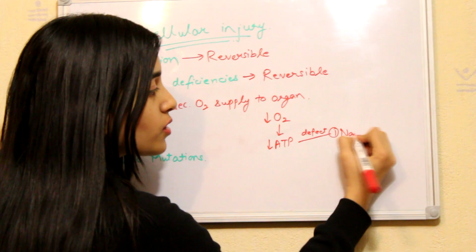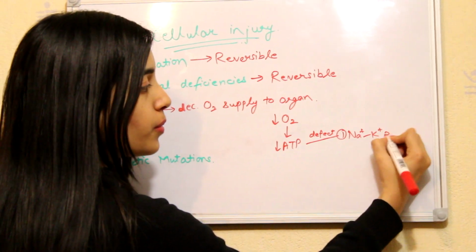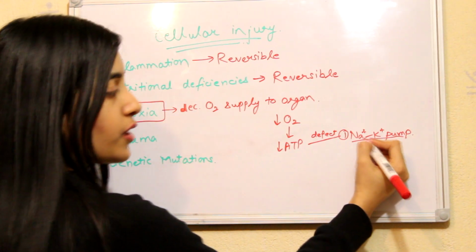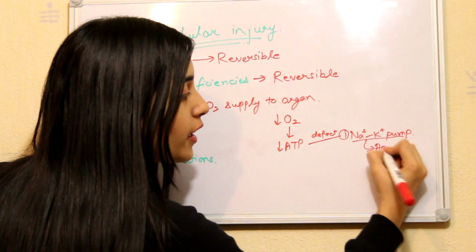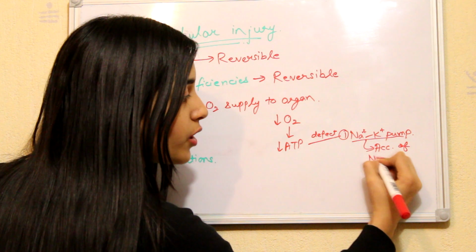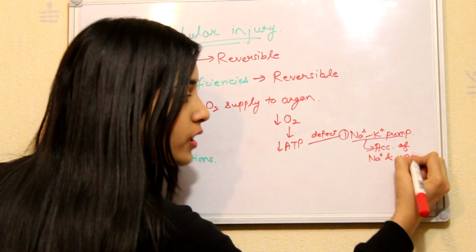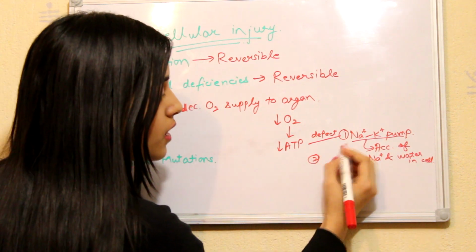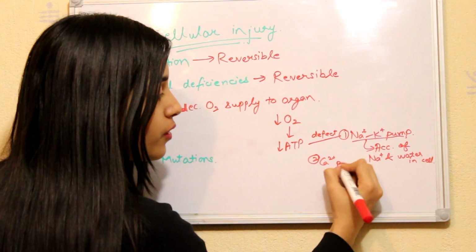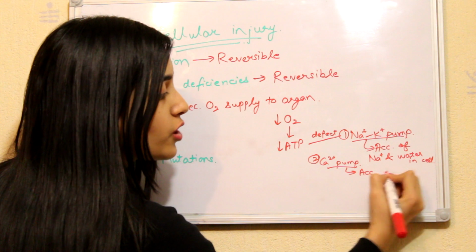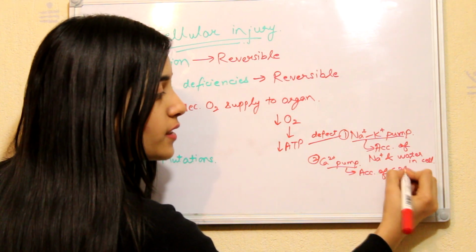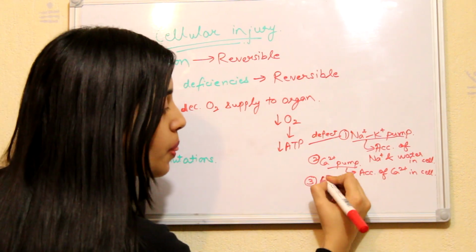First is the sodium potassium pump. If this pump is not working properly, this will lead to accumulation of sodium and hence water in the cell. Second is the calcium pump. If this pump is also not working properly, then there will be accumulation of calcium in the cell. And third is aerobic glycolysis.